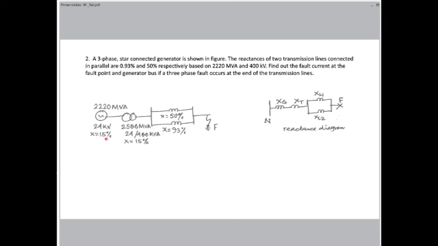as 15%. And then this generator is in turn connected to a transformer whose MVA rating is 2500 and its voltage rating is 24 to 400 kV. So the generator is generating at 24 kV and is being stepped up by this transformer to 400 kV. It's not kVA, it's kV, 400 kV, and the reactance of the transformer is 15% as well.